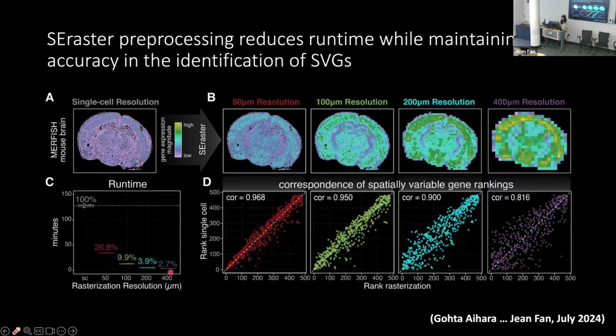But interestingly, for the most part, if you look at the ranks of the spatially variable genes we identify, on the x-axis is the single cell ranking of the spatially variable genes, y-axis is the spatially variable gene rank at each resolution. For the most part, they're highly consistent, which means that the spatially variable genes that we identified at single cell resolution, they're still spatially variable with 50 micron aggregation, and it's much faster to run.